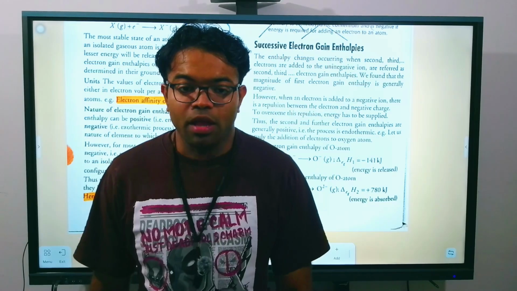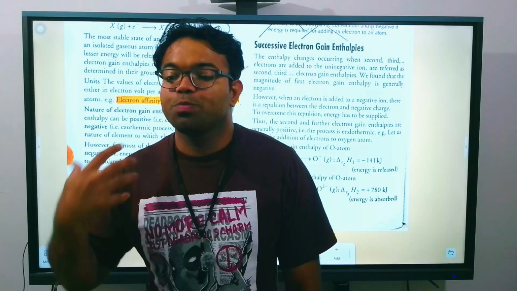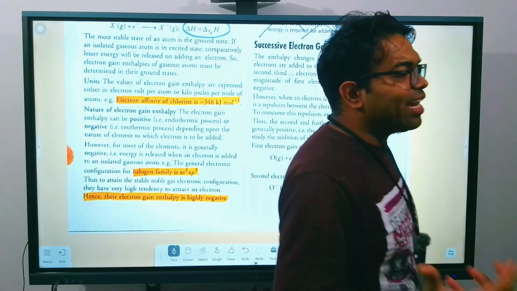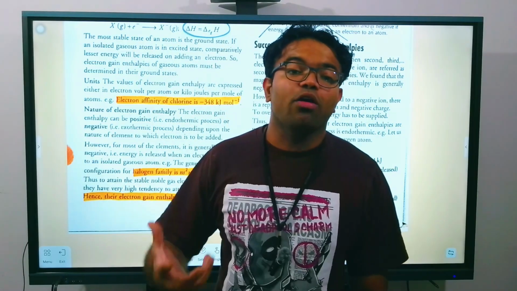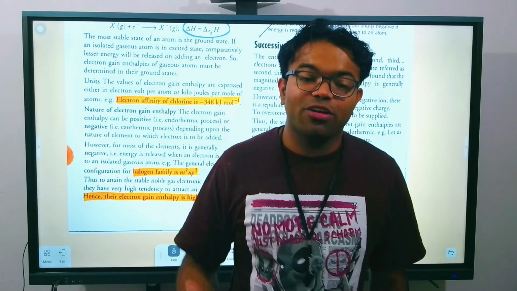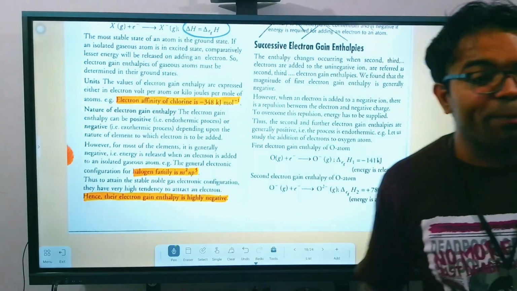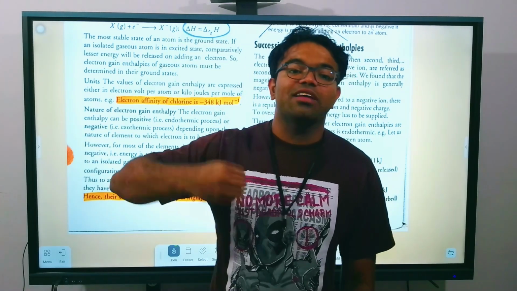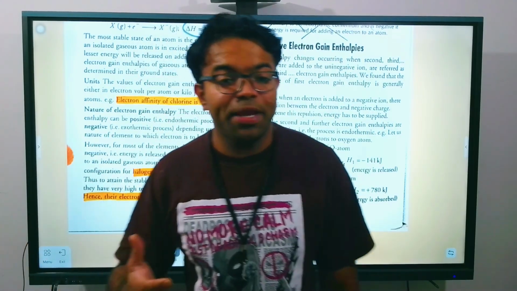For the first electron, you are adding that electron to a neutral atom. So there wasn't that much push from the atom. But when you're trying to add another electron into the same atom, it is no longer neutral. It is negative because of the first electron added. Now, because of its negative charge, instead of attracting the electron, it would start repelling it. That is the reason why the second electron gain enthalpy is positive, whereas the first is negative.